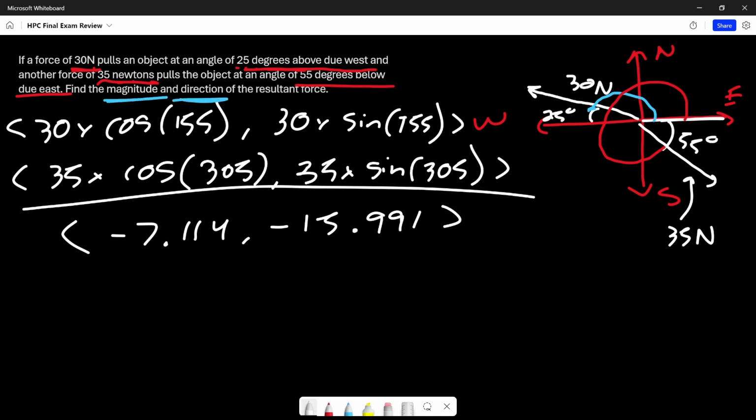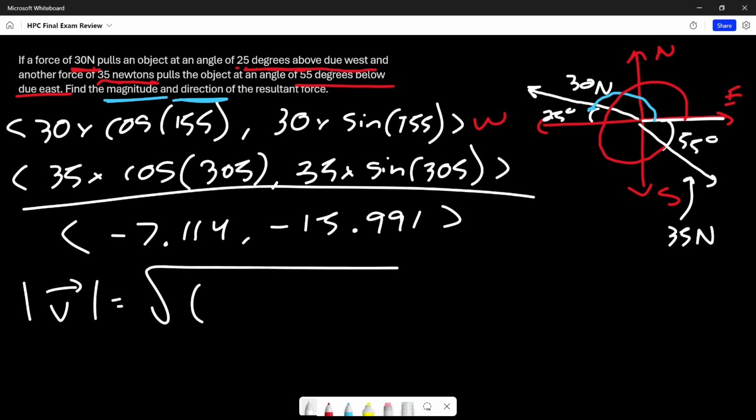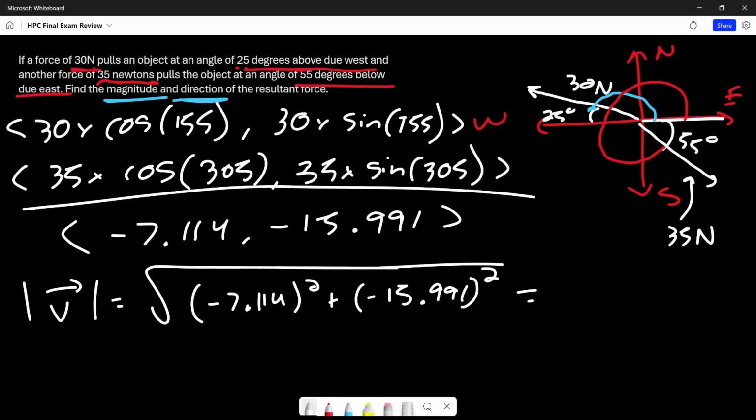That's fairly simple. For our magnitude, we'll say that this resultant vector is v. For the magnitude of v, we'll take the square root of negative 7.114 squared plus negative 15.991 squared. And if I calculate that real quick, we end up getting 17.502 newtons. That is the magnitude of the resultant vector.